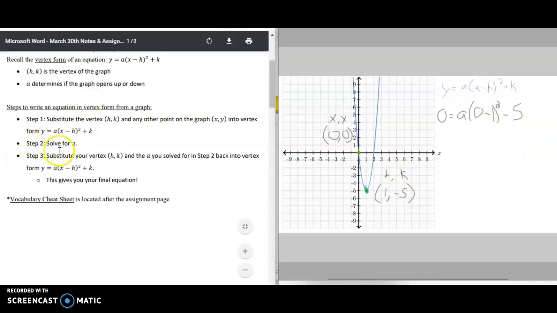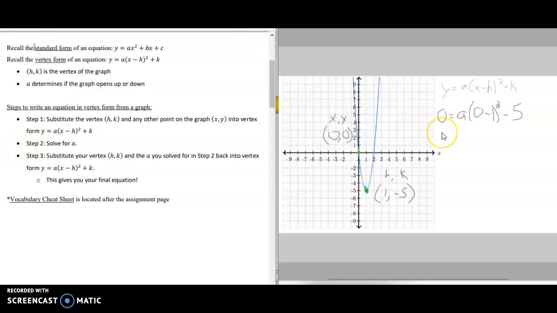Step 2 says solve for a. So I'm going to start by doing order of operations. Order of operations tells me first, for PEMDAS, to do my parentheses. So now I have 0 equals a. Inside of my parentheses, I have 0 minus 1. 0 minus 1 is negative 1. I'm still squaring that. And I have minus 5.